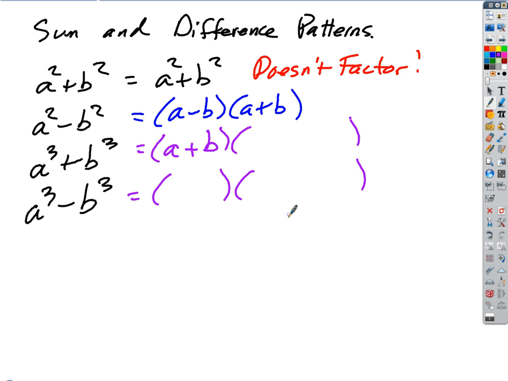Just remember, you might remember what we talked about on Friday. We said that if it's a sum of cubes, then the first factor is going to be a sum. So if that's a plus, the first operation is a plus, right? What if it's a difference of cubes? What goes down here? Yeah, a minus b. So the first operation matches sum or difference, depending on which pattern it is, right?